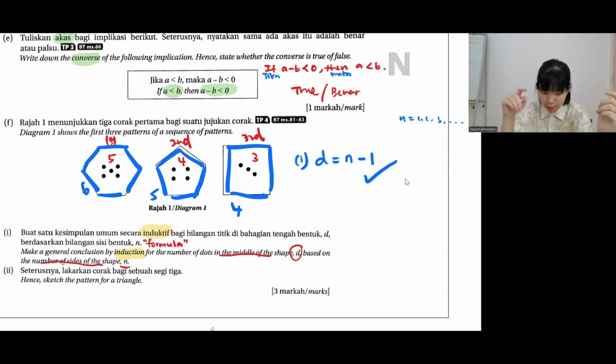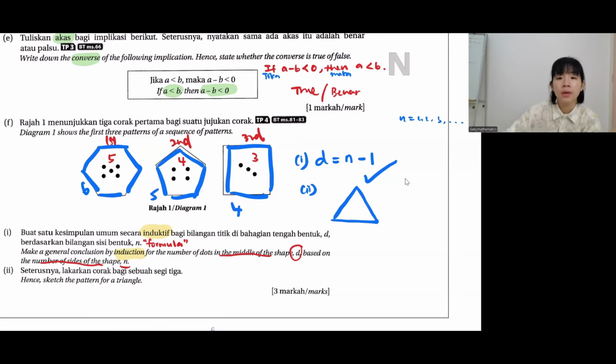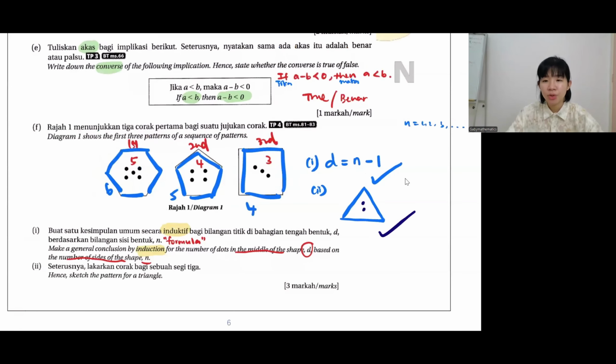Now part 2, sketch the pattern for the triangle. Part 2 needs us to sketch a triangle. A triangle has 3 sides. Okay guys, draw together. We draw a triangle. Then what is the number of dots in this triangle? Triangle 3 sides, which means the dots must be, yes, 2 dots. Then done. And we have completed 1 page. Let's go to the second page.